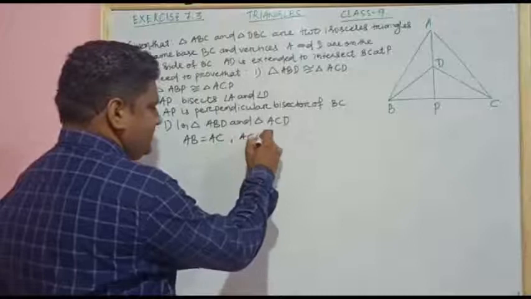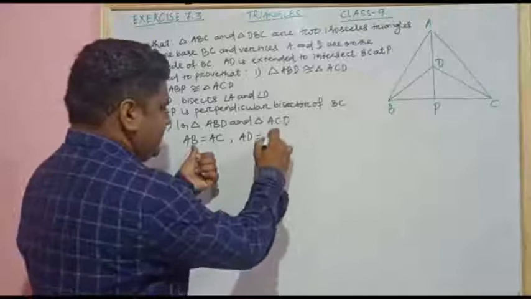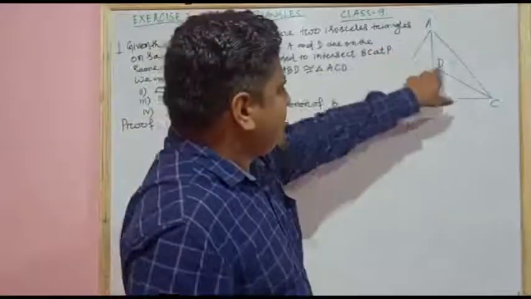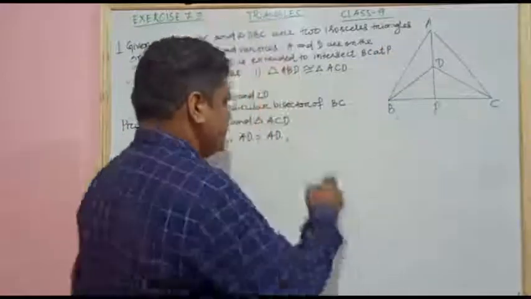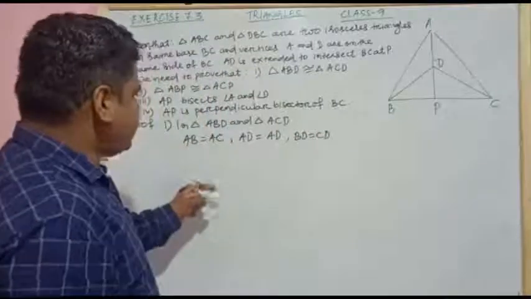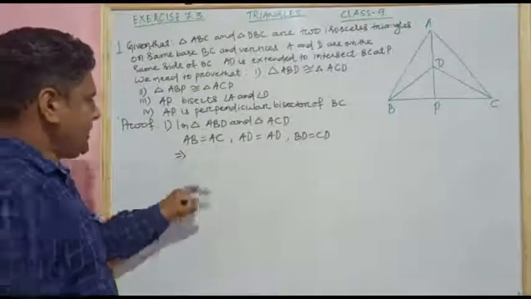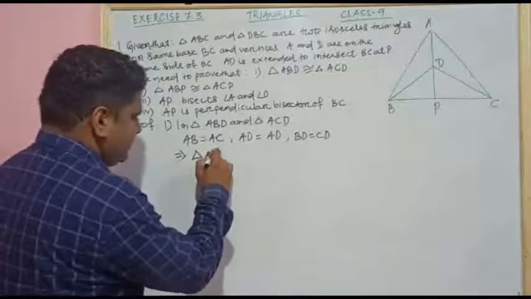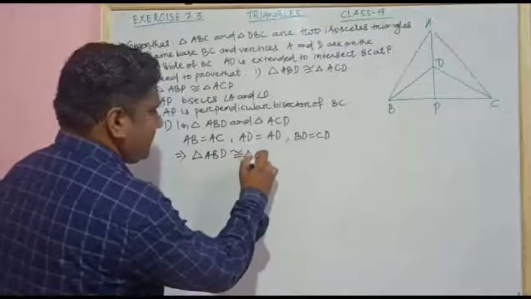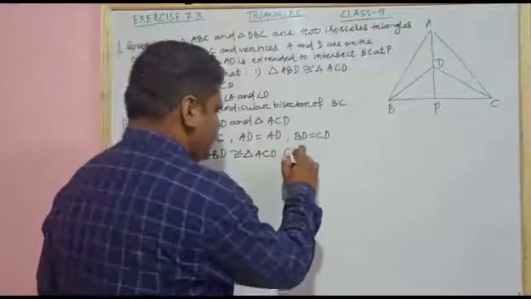So AD is equal to AD. It is given AD and AD, this is a common side, and BD is equal to CD. It is given BD equal to CD. So by the SSS criterion of congruence of triangles, we can write triangle ABD is congruent to triangle ACD by SSS criterion of congruence of triangles.